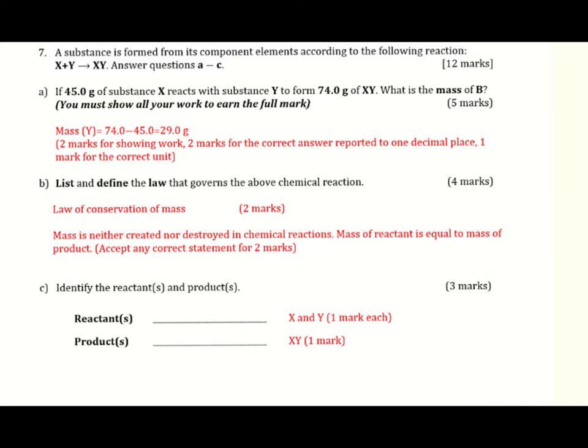If 45 grams of substance X reacts with a substance Y to form 74 grams of substance XY. So if you are writing the equation, I will write that 45 grams of X reacts with Y, which we don't know, to give 74 grams of XY. And what is the value of Y, or what is the mass of Y?